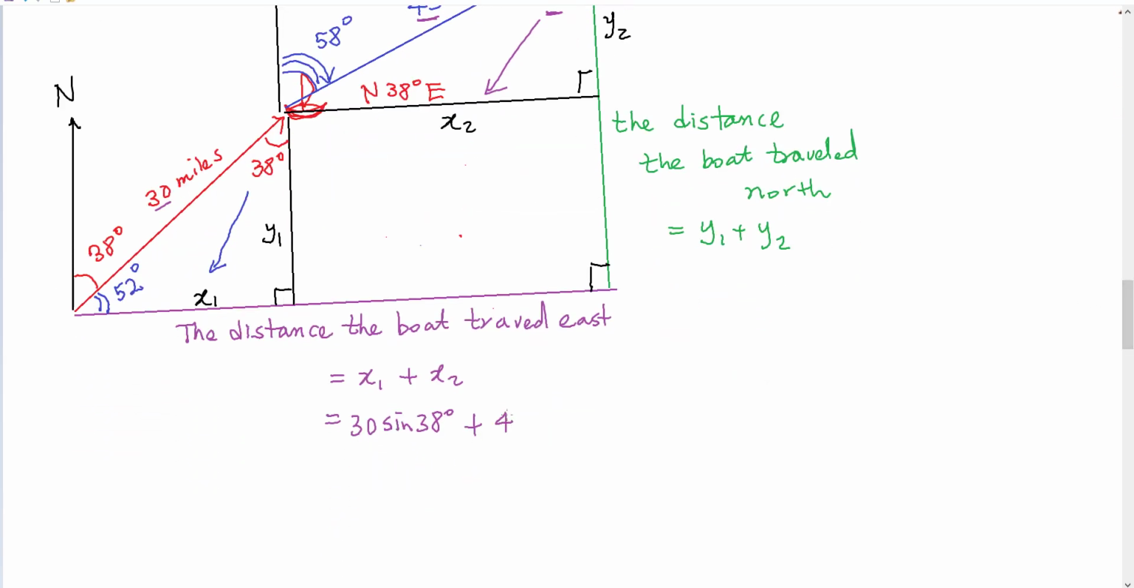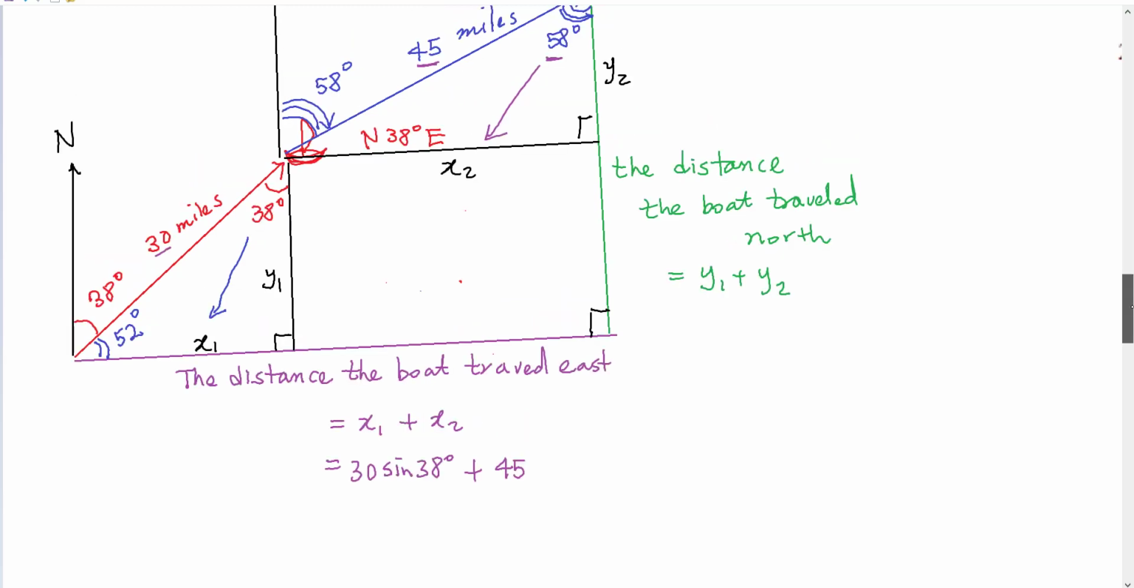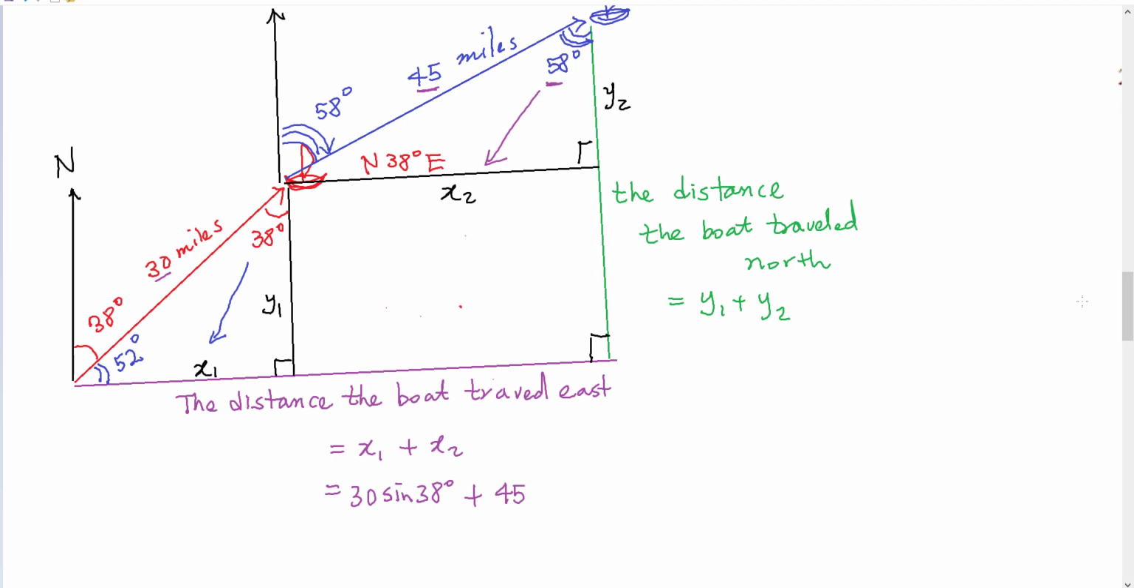So the hypotenuse is 45, and the angle opposite to x2 is 58 degrees. So it's 45 times sine 58 degrees. That's x2. I need to add them together to get the total.